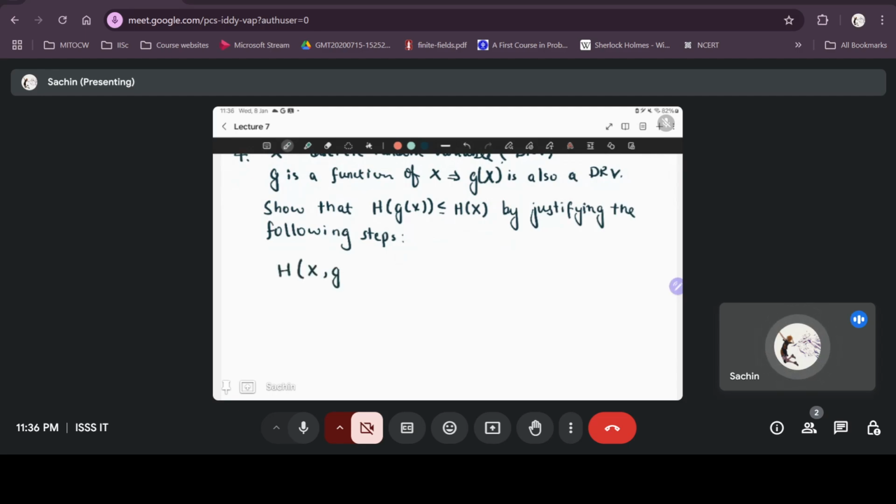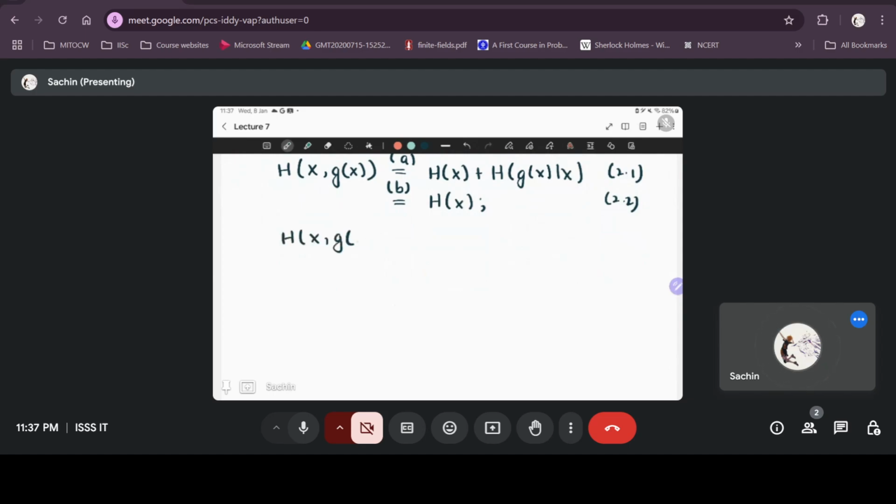First, they start out with the joint entropy of x and g of x, which they write as h of x plus h of g of x given x. So, why is this true? The justification you have to give, and that's the justification for a. Then you can write this as h of x. That is, h of g of x given x is 0. What is the justification for that? That is b.